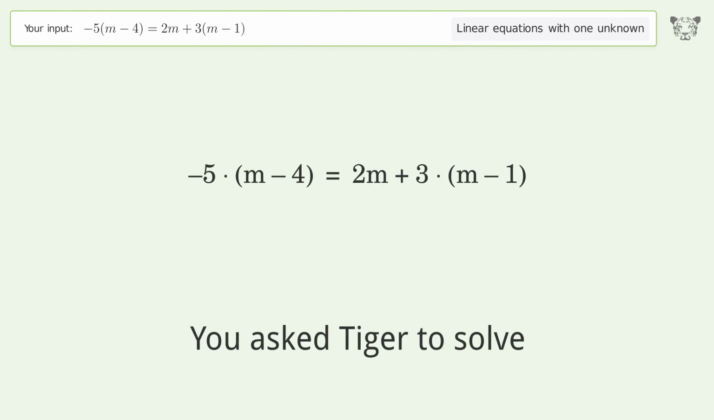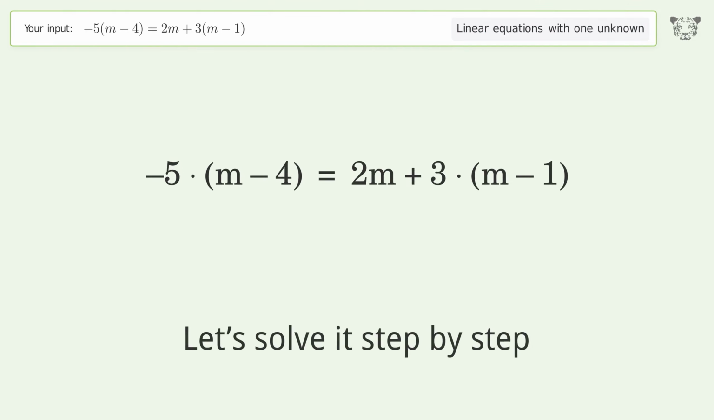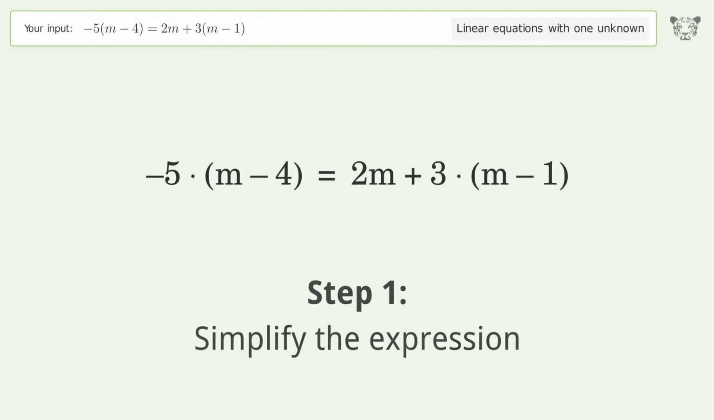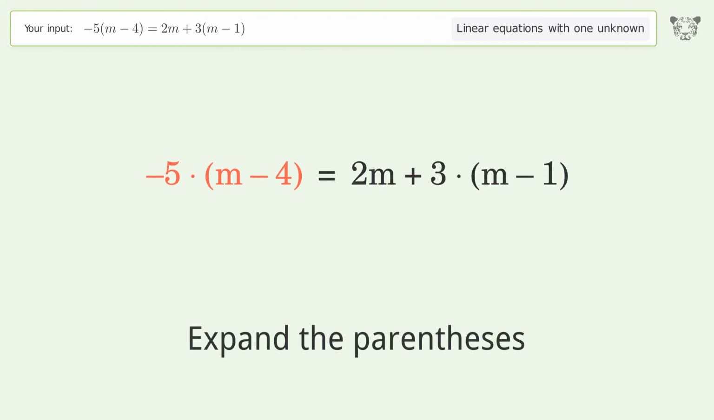You ask Tiger to solve this. It deals with linear equations with one unknown. The final result is m equals 23/10. Let's solve it step by step. Simplify the expression. Expand the parentheses.